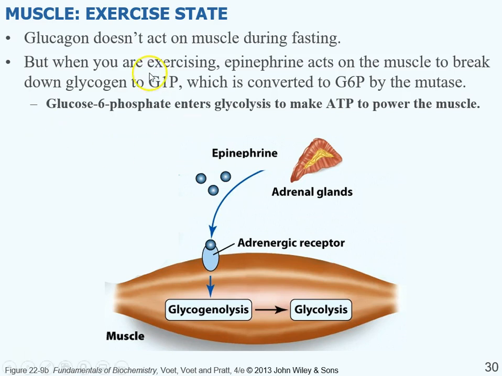So we're fasting, or maybe we're exercising. Glucagon doesn't act on the muscle during fasting, but when you're exercising, epinephrine does. Epinephrine is secreted by the adrenal glands, and it binds to adrenergic receptors in the muscle. And here, glycogen is broken down to glucose 1 phosphate and then glucose 6 phosphate. That's as far as you get. So the glucose 6 phosphate then hops into glycolysis to make ATP to power the muscle. Notice that nobody is leaving here. All of the glucose 6 phosphate that results from glycogen breakdown in the muscle stays in the muscle.